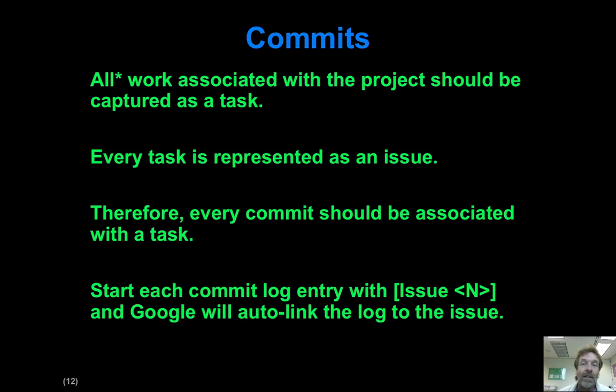Okay, so when doing commits to your project, I'm going to say all, and I'm going to put a little asterisk next to it. All work associated with a project should be captured as a task. Every task is represented as an issue, and therefore every time you do a commit, you should specify the issue that you were working on, and that's reflected in the changes being made in that commit. Okay, so if you type the word issue and follow it by a number, Google will auto link the commit message to the issue that you were working on. So it works out very nicely.